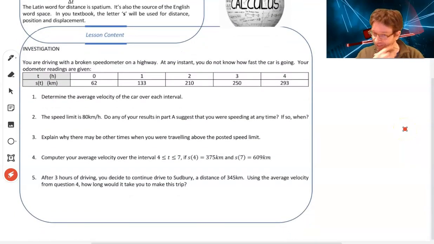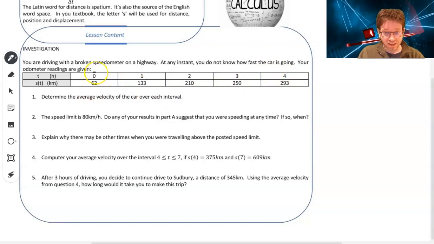Okay, so let's try a little investigation here. In this investigation, right, our speedometer is broken. So usually your speedometer would tell you your speed at any instant in time. That's broken. So even though we don't know how fast we're going at any instant, we do have our odometer, which will tell us how far we've gone. And we decide we're on a long trip because we're driving for like 4 hours.